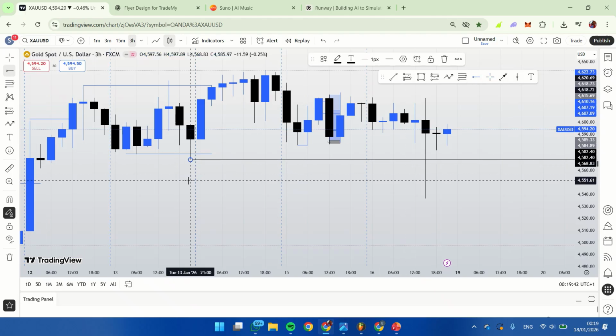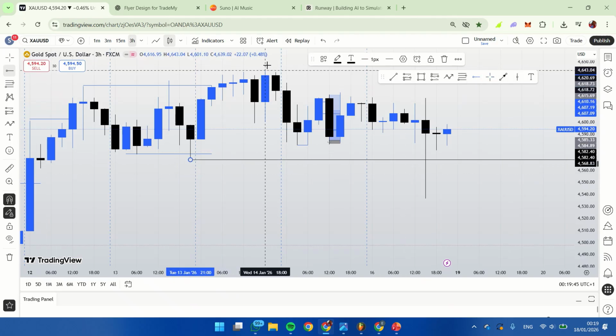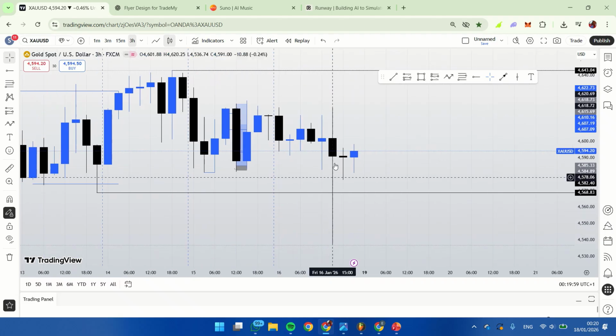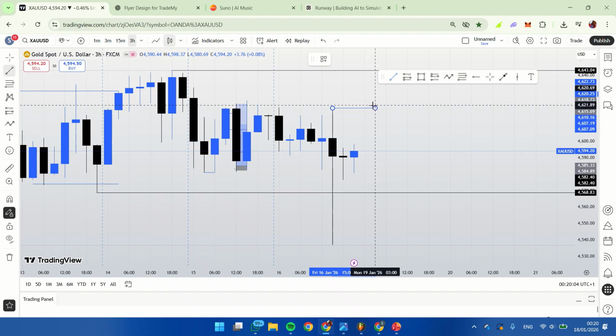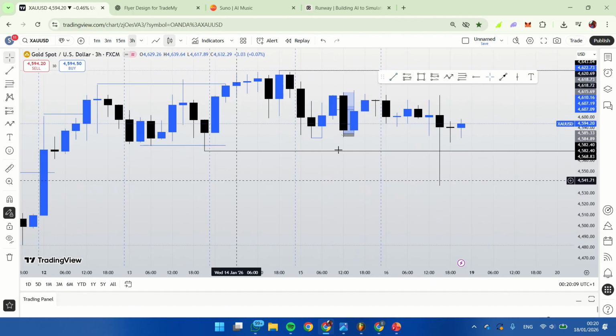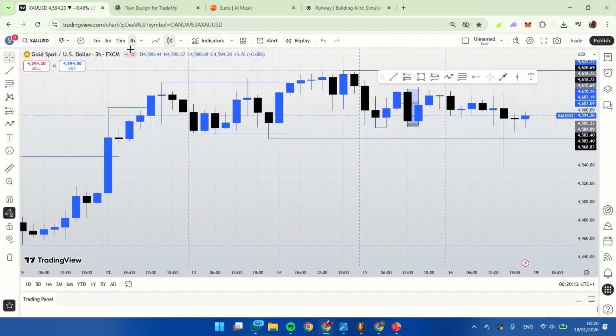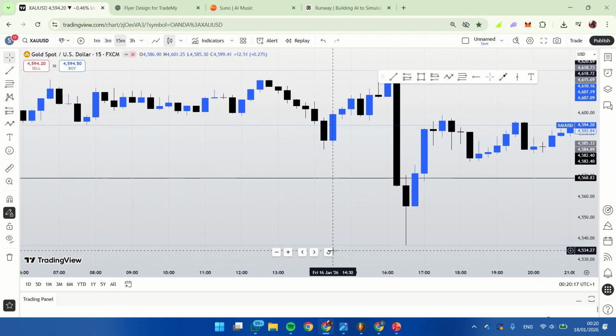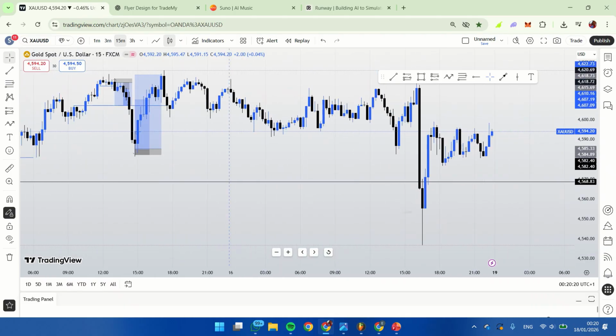Let me just mark it here. This and this. So this is where we are, this range. So we are bullish still because this is a failure. Although this is an important candle for now, not showing here, but it is an important candle. So this is still bullish. So what we are going to do is go to the 15 minutes and you see what I'm talking about.